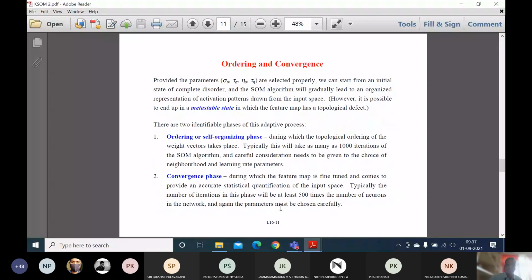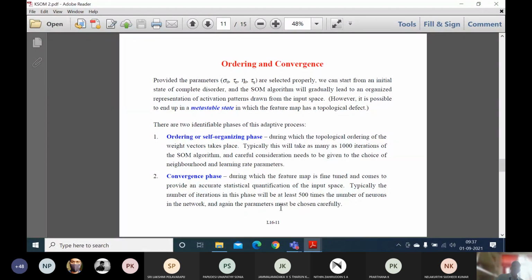And the next one is the ordering and convergence. How long will it reorder? Whether for the first iteration, second iteration, third iteration, fourth iteration, or first epoch, second epoch, third epoch, how many times is it trying to reorder itself? That is very important.